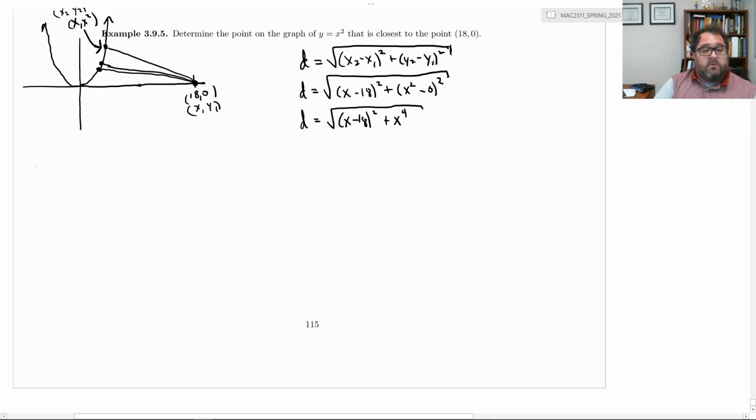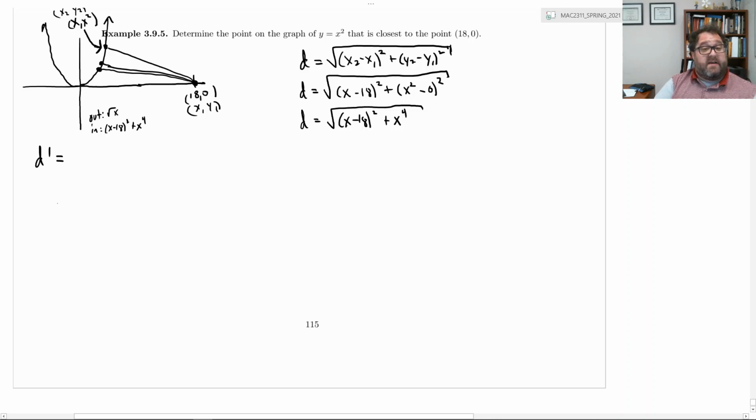So d prime equals, okay, notice this is a composite function. So what is the, here, let's jot this down. The outside function is square root x. The inside function is x minus 18 squared plus x to the 4th.